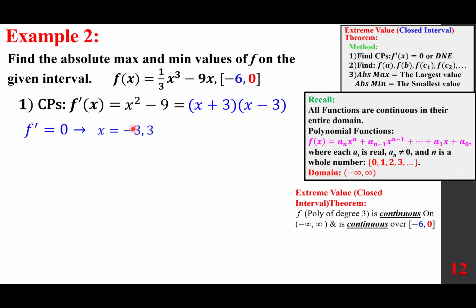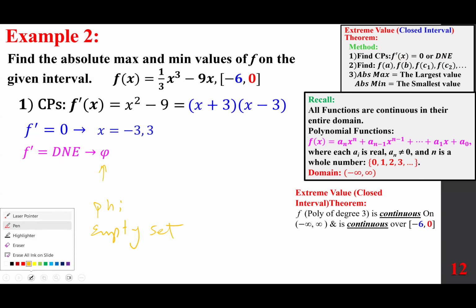Now continue. So f prime is 0 or f prime does not exist. F prime does not exist. What is this? This is a Greek letter phi. In set theory, this is known as an empty set. It refers to an empty set. That means there is no solution. So why is that? F prime is a polynomial of degree 2 with the domain of all real numbers. So where does f prime fail to exist? Nowhere, because the domain is also all real numbers.